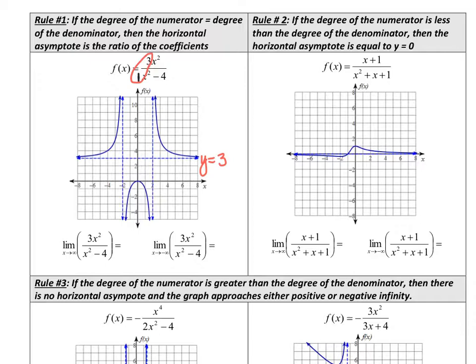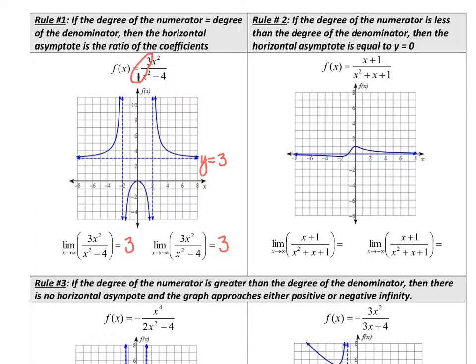So as x approaches infinity, or as x gets really, really large, it looks as though the graph is headed to 3. And as x gets really, really small, or as x approaches negative infinity, it looks as though the graph is approaching 3. So if we didn't have this graph here, we would just say, okay, the limit as we go to infinity or negative infinity will have to be the ratio of the leading coefficients. So they're both going to go to 3.